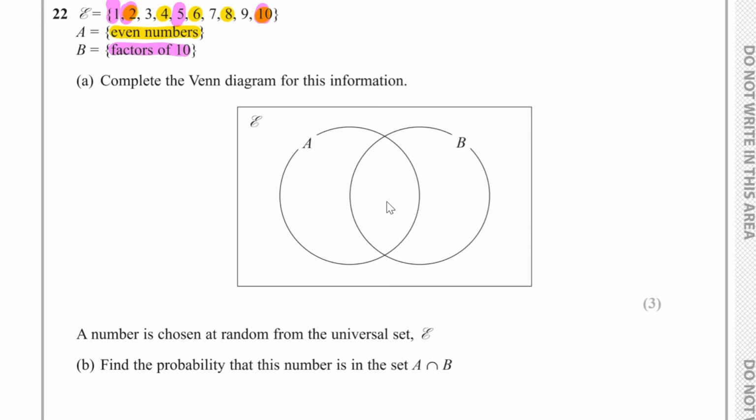So what goes into both? That's the 2 and the 10. The numbers which are factors of 10 only, that's the 1 and the 5. Even numbers only, 4, 6 and 8. And the rest of the numbers, we've got 3, 7 and 9.